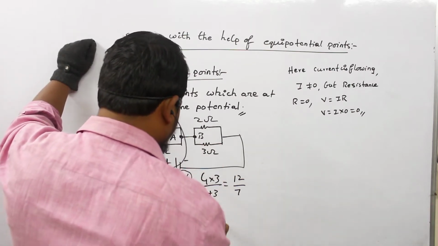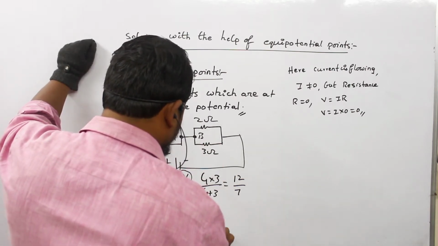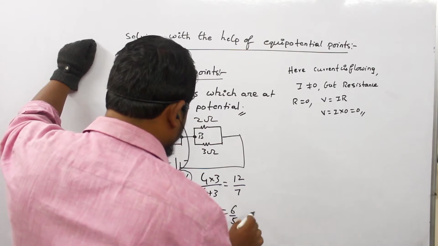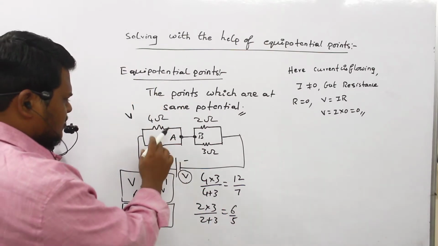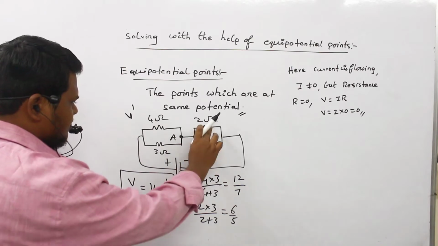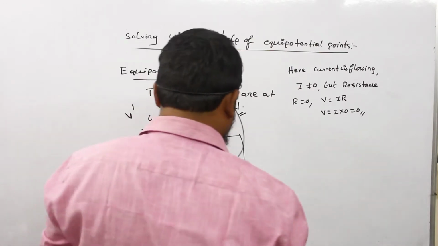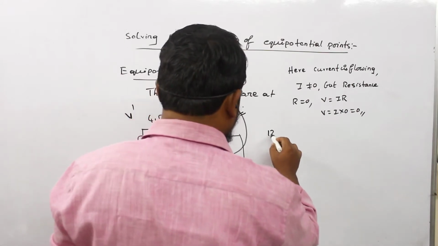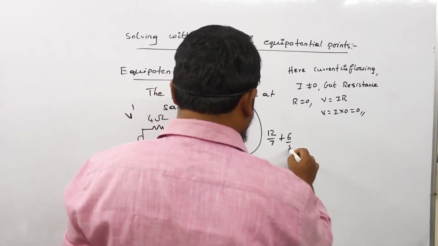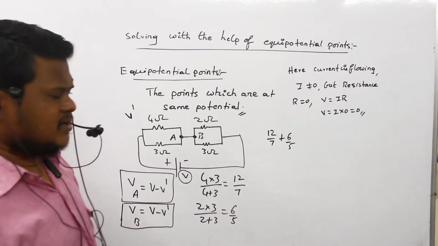Calculate the equivalent resistance of this one. 2 into 3 divided by 2 plus 3. So 6 divided by 5. Clear? Now, this total resistance of 12 by 7 and this resistance of 6 by 5 are connected in series. So what is the total equivalent resistance? Total equivalent resistance is 12 by 7 plus 6 by 5. That's all, because they are connected in series.